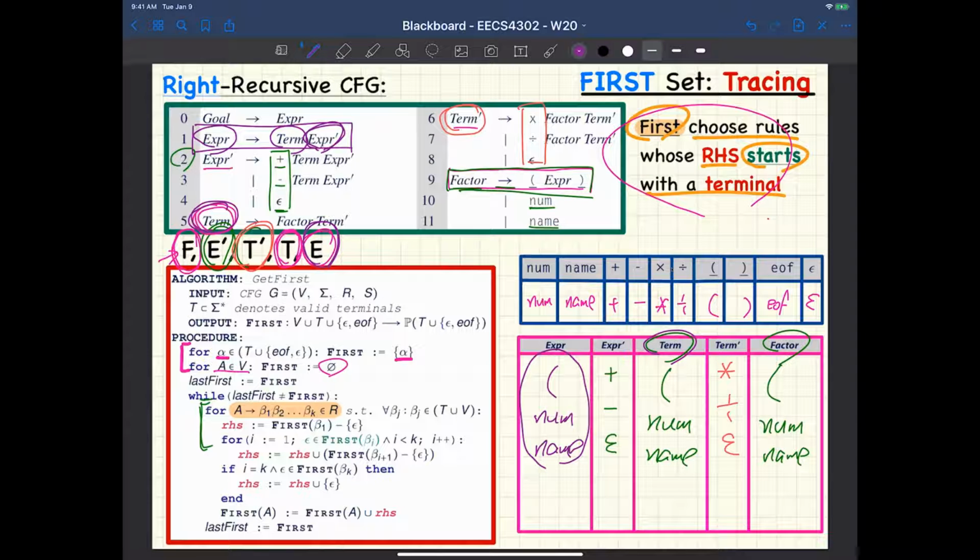Well, of course, you've got to be a little bit more careful if factor itself is nullable, hypothetically. If factor is nullable and term prime is also nullable, then of course term will also be nullable, right? Remember we talked about nullable before. So now in this case, no, so we are fine for now. That's basically a quick walkthrough about how we can calculate the first sets for everything.